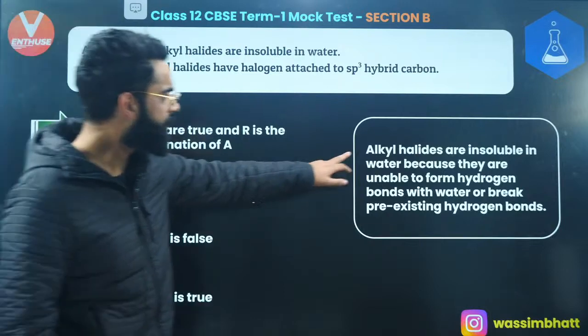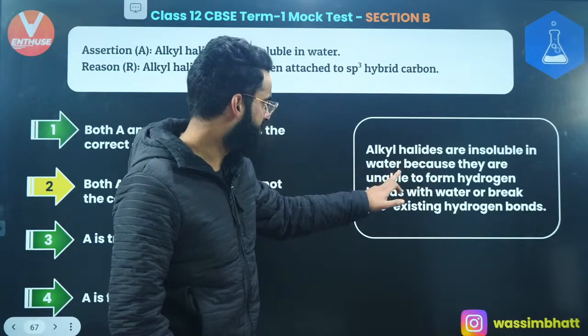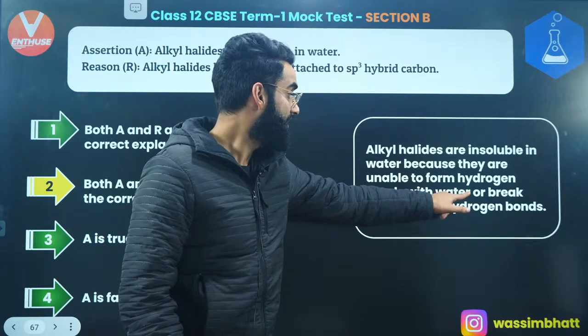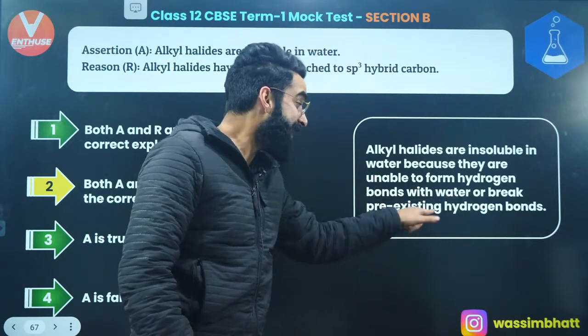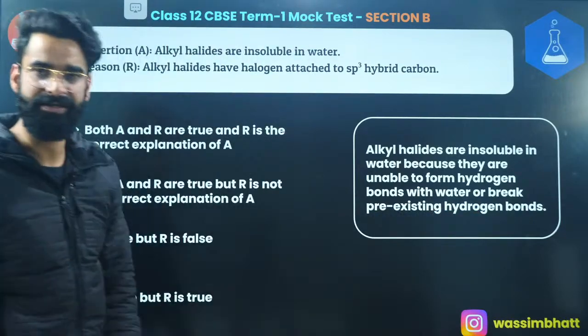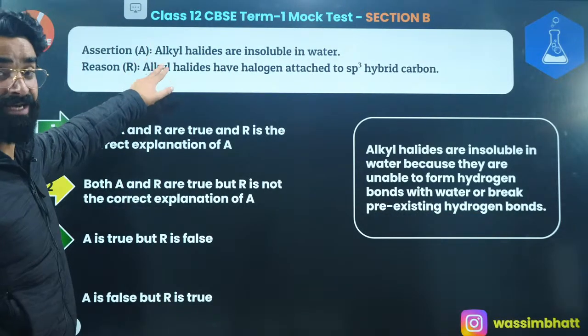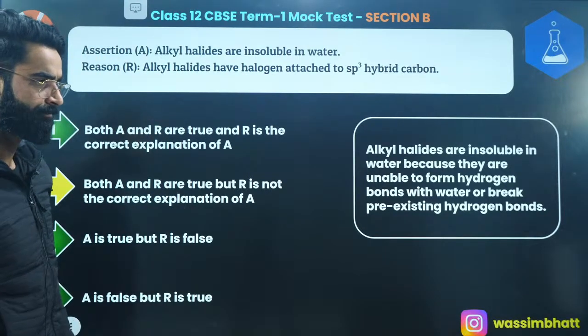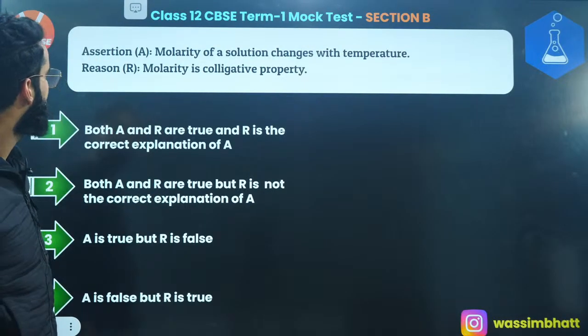So you can have a look. Alkyl halides are insoluble in water because they are unable to form hydrogen bonds with water, or they are unable to break pre-existing hydrogen bonds, right? One is true, second is true, but second is not the correct reason for the first one. Perfect. Okay, one more question.